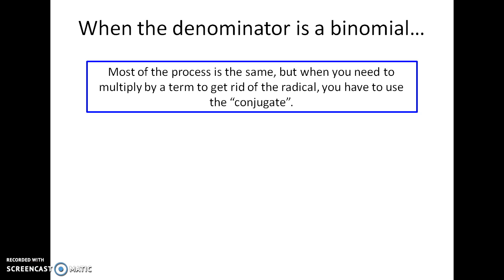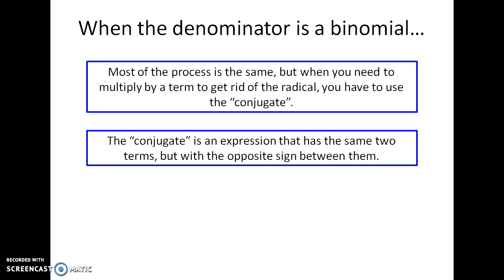However, to get rid of the radical, if you have a binomial, you have to use a slightly different process here. You have to multiply the top and the bottom by something called the conjugate. The conjugate is an expression that has the same two terms but with opposite signs. I'll show you what I mean by that.